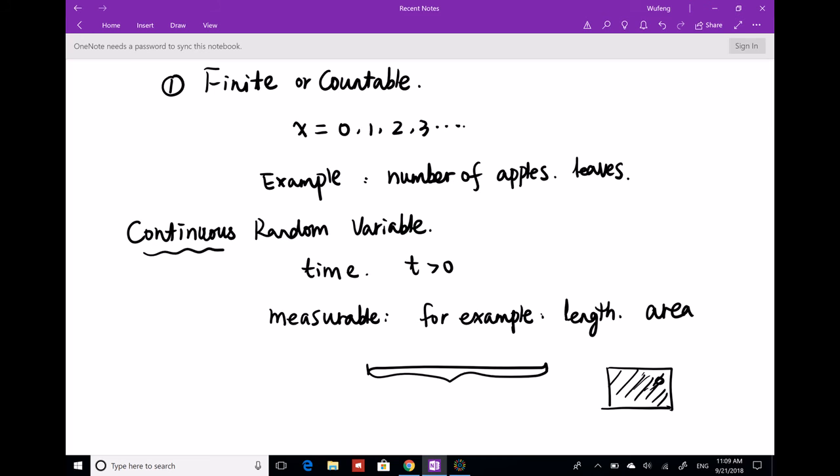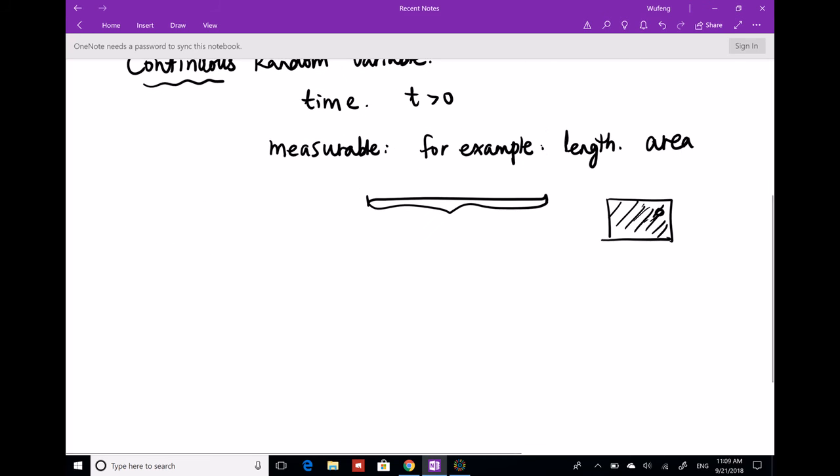Next, I would like to introduce how to find the expectation of a discrete random variable. Suppose we have a distribution. Before that, I would like to repeat something we may have introduced in section 4.2. For example, X is a discrete random variable.